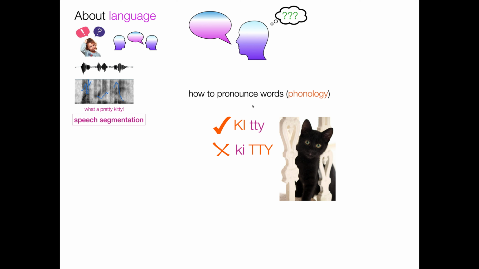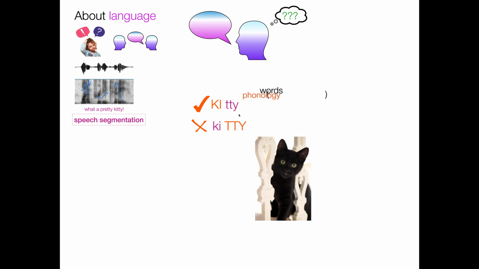You also know how to pronounce words, which is called phonology. So for example, in English, you know that you have to put emphasis on the first syllable of the word kitty. That's why we say kitty and not kitty. Kitty is some other strange word, right? So part of your knowledge is pronunciation, where to put stress or emphasis in order to properly pronounce a word so that other speakers can understand you.